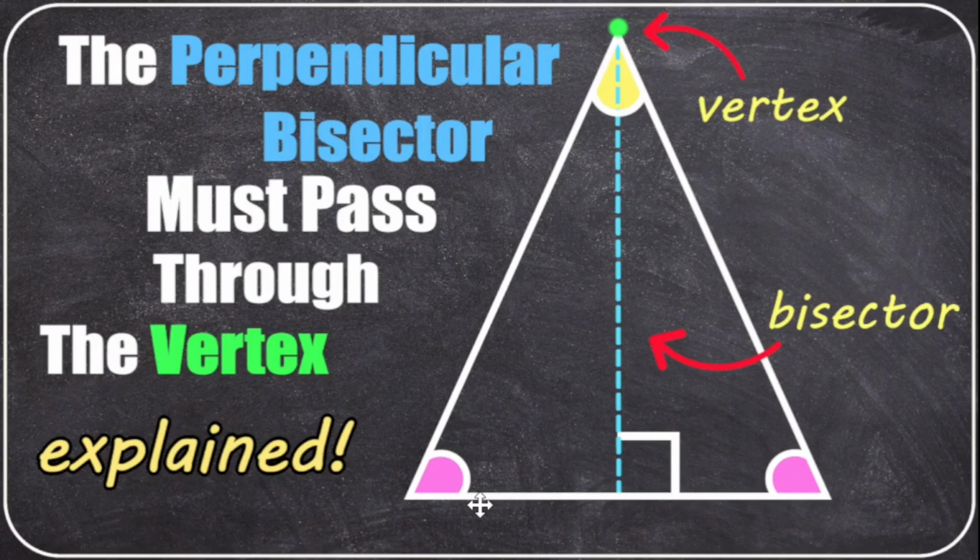I'm going to show why in an isosceles triangle, the perpendicular bisector of the base passes through the vertex of the triangle. This property of isosceles triangles will come in very handy in future videos when I attempt to prove the properties on other shapes.